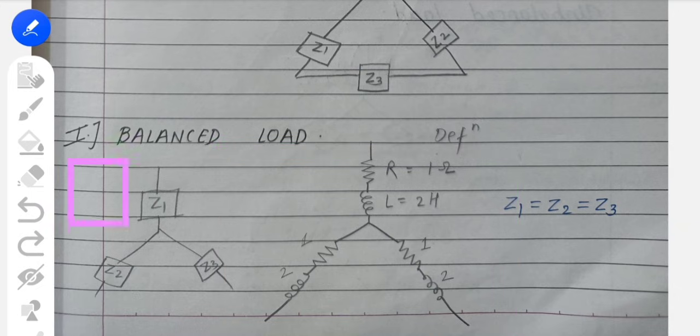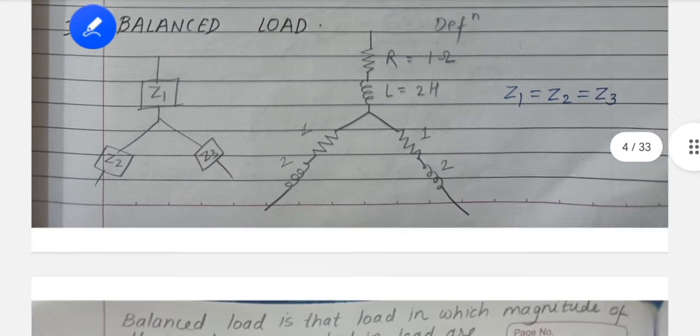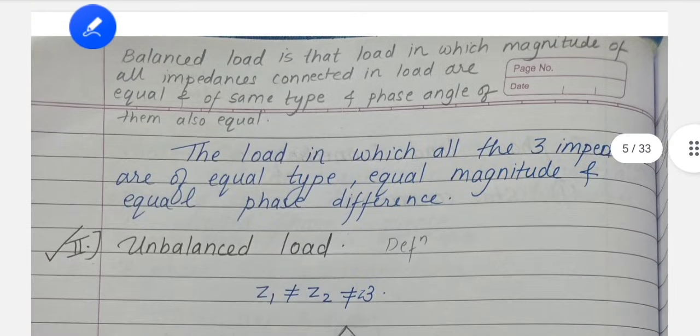Here also you can see that this is also an example of balanced load. Why? Because all the three impedances are equal. Here I have written Z1 equal Z2 equal Z3. So this indicates that the system is balanced. So this was all about the balanced system. I hope you understand the simple definition, and you can write this definition also, but for those who want to understand deeply, I have written both the definitions. You can take any one.